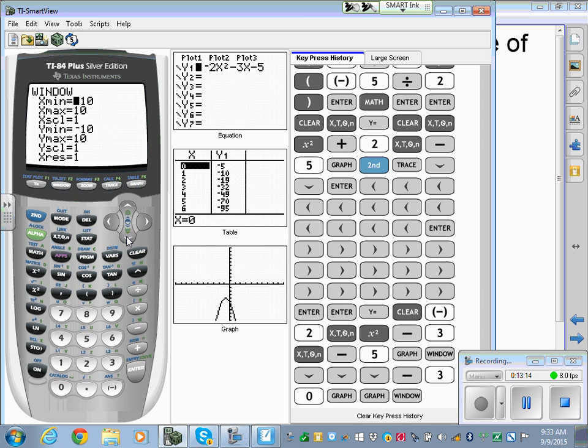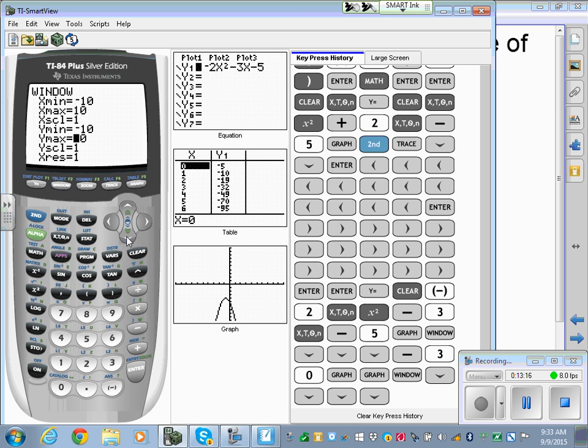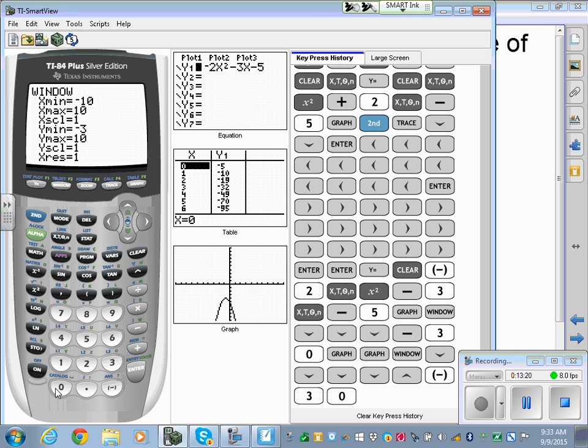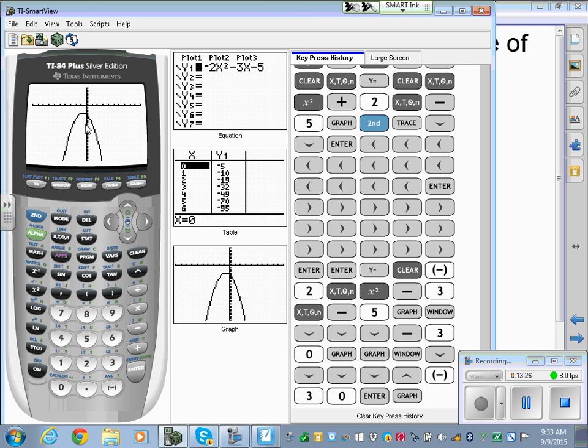Window. Did that not work? Okay. Y min. -30, and then I hit enter. Okay. So now I hit graph again. Okay, so does everybody see how I can see further down? If I wanted to make my window go further down, I could. I'm not going to. That's good enough for me.